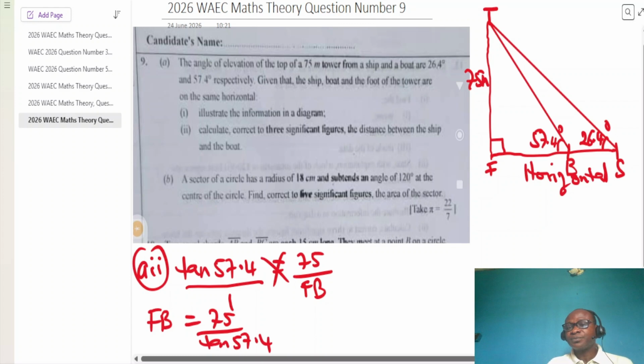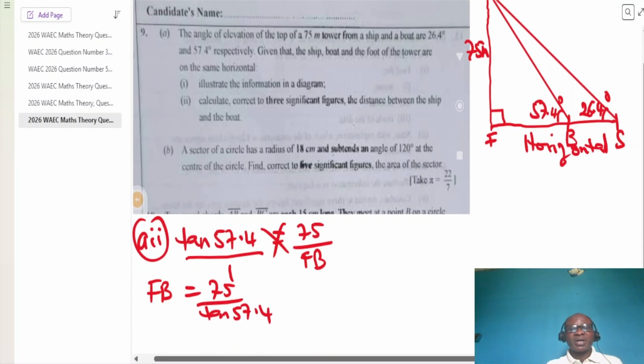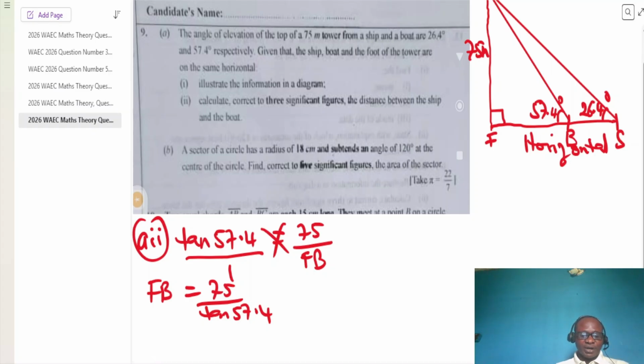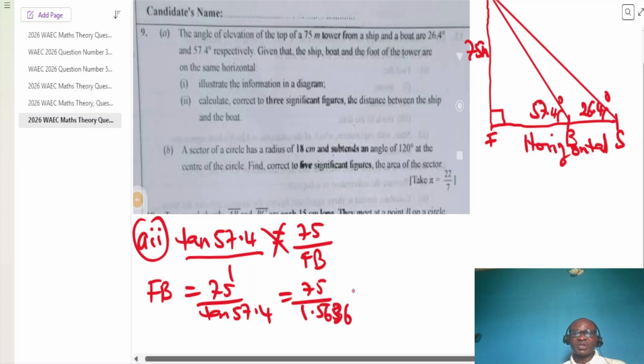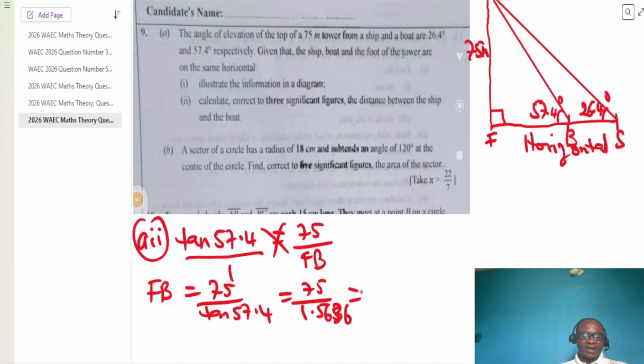Now, working it out, I am going to get the value of tan 57.4 as 1.5636, so this is 75 all over 1.5636. When the division is taken, 75 divided by 1.5636 is going to give me 47.966 meters. Now this is the distance between the boat and the foot of the tower.